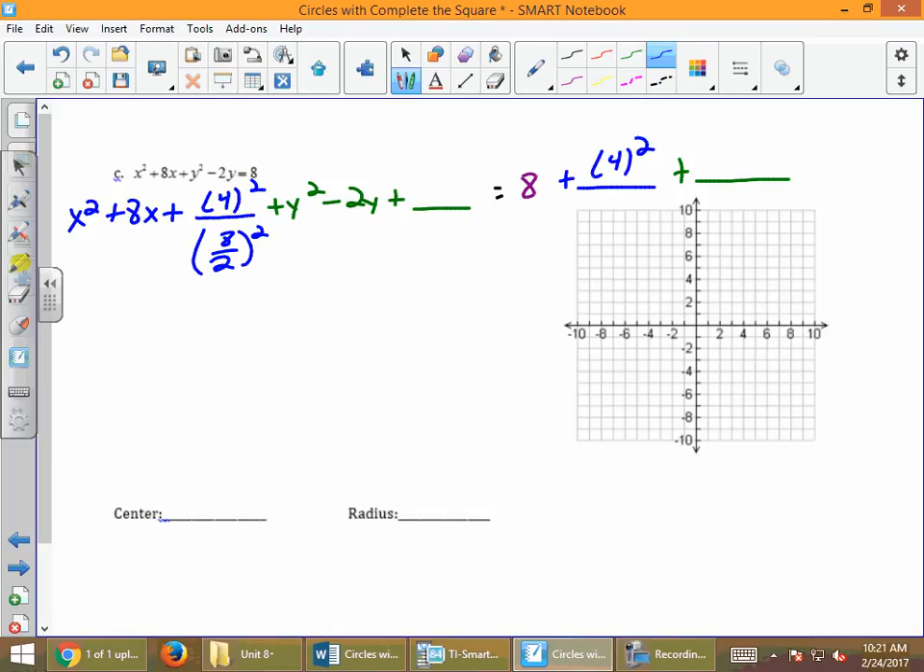Balance it out. What's our middle term with the y's? 2. So divide that by 2 and square it. Good. Make sure you follow that sign. So it's negative. It's going to stay negative. What's negative 2 divided by 2? Negative 1. And square. Balance it out.